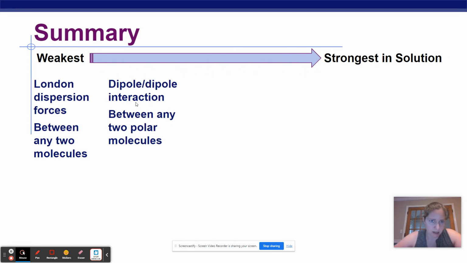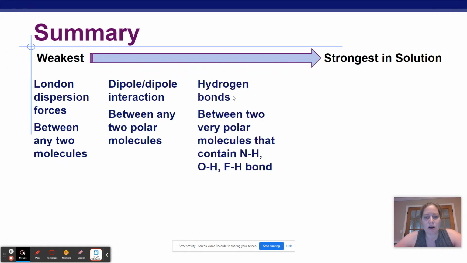The next strongest is our dipole-dipole interactions. And these can happen between any two polar molecules. You have a negative end of one molecule attracting to a positive end of another molecule or vice versa. Again, those are a little bit stronger because those dipoles are permanent. The next strongest are our hydrogen bonds. Remember, they're really just a special case of dipole-dipole interactions that happen between any two very polar molecules. And to be very polar, they would have to contain an NH, an OH, or an FH bond.